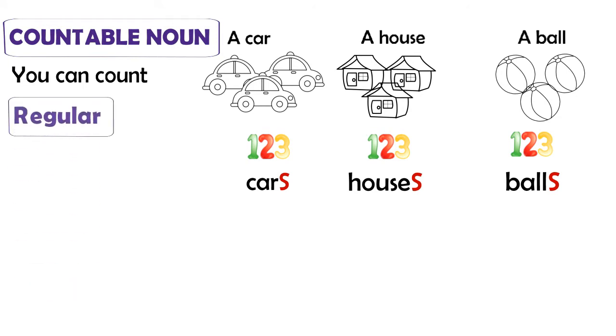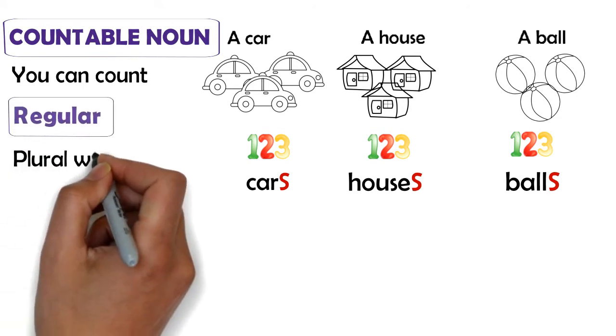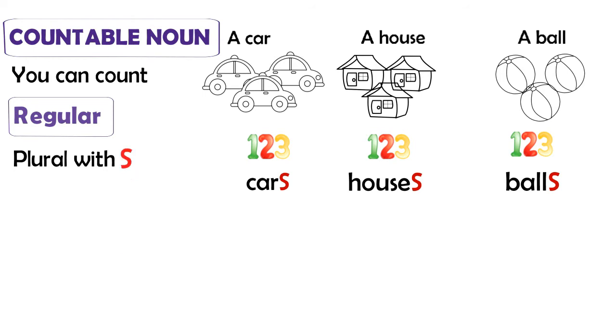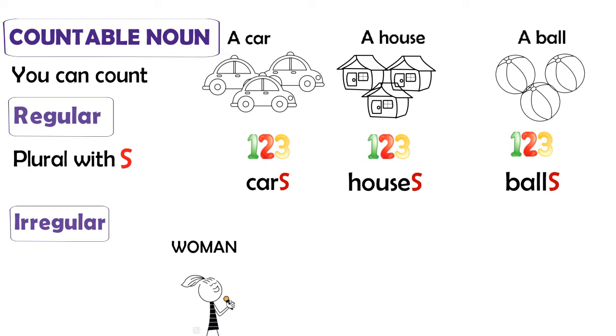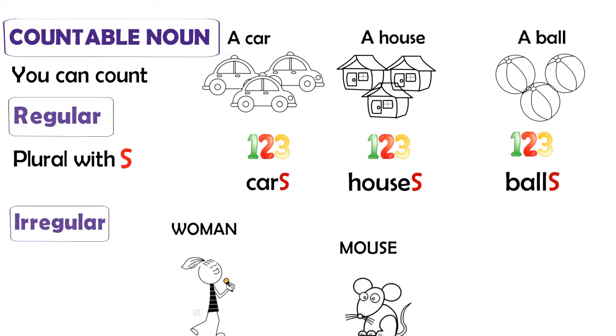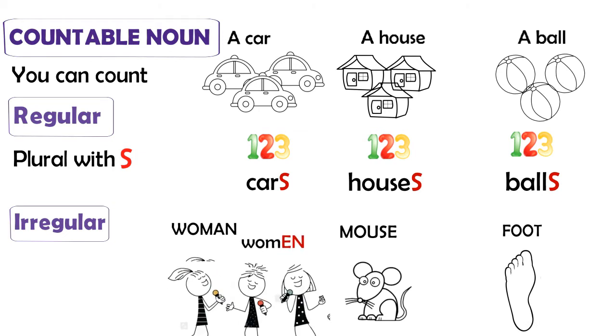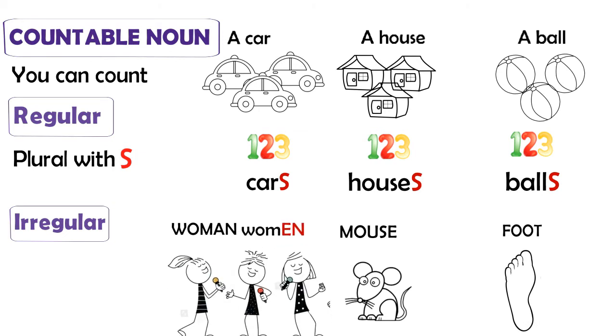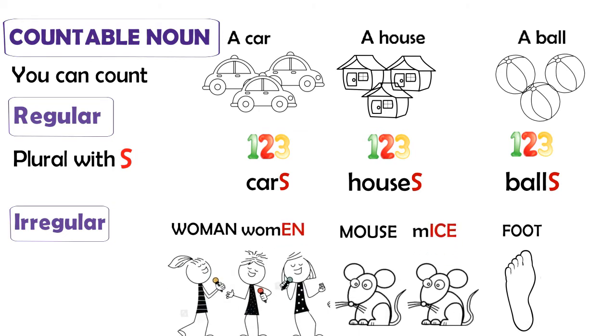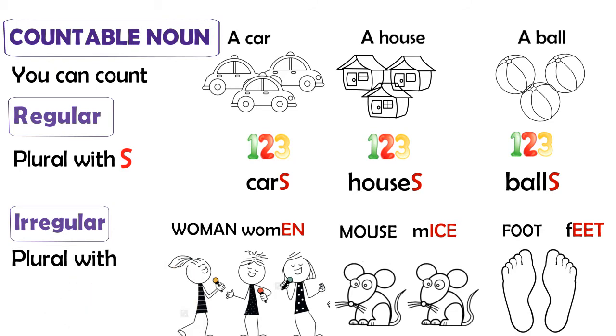They can be regular. That is when you form the plural with an S. But they also can be irregular. For example, woman, mouse, and foot. The plural of woman is women. Mouse, mice, and foot, feet. So the plural is made in another way, not with an S.